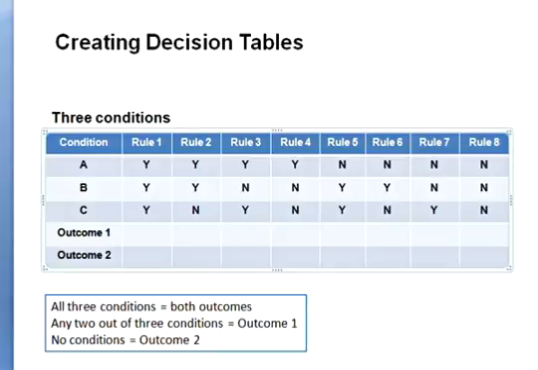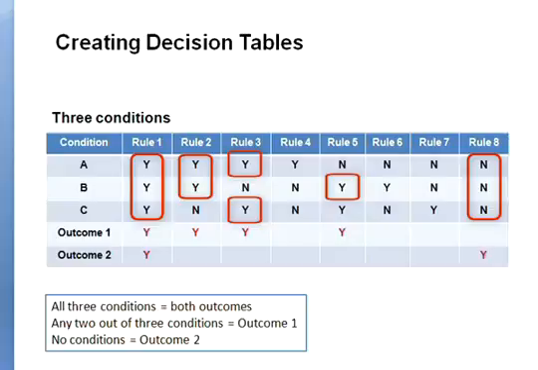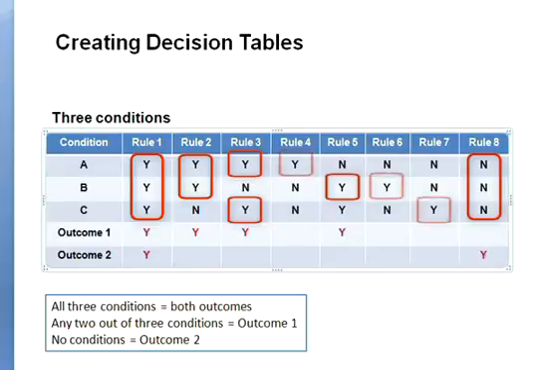Let's analyze the logic. In Rule 1, all 3 conditions are present, so outcomes 1 and 2 are produced. In Rules 2, 3, and 5, 2 out of 3 conditions are present, so outcome 1 is produced. In Rule 8, no conditions are met, so outcome 2 is produced. In Rules 4, 6, and 7, only one condition is present, so neither outcome is produced. The last step is to add the ends to fill out the table.